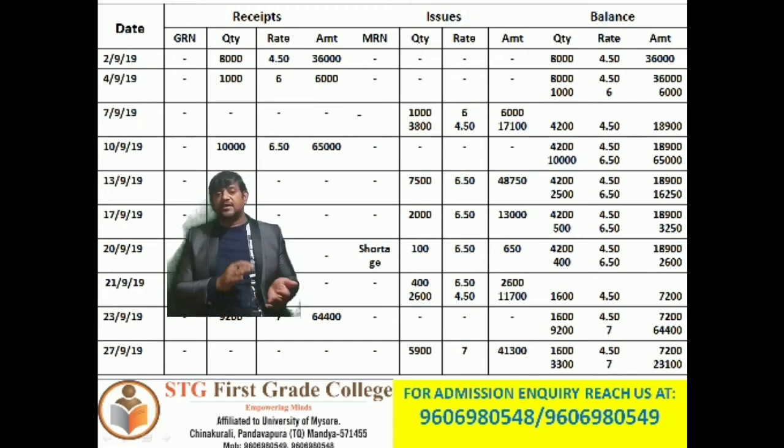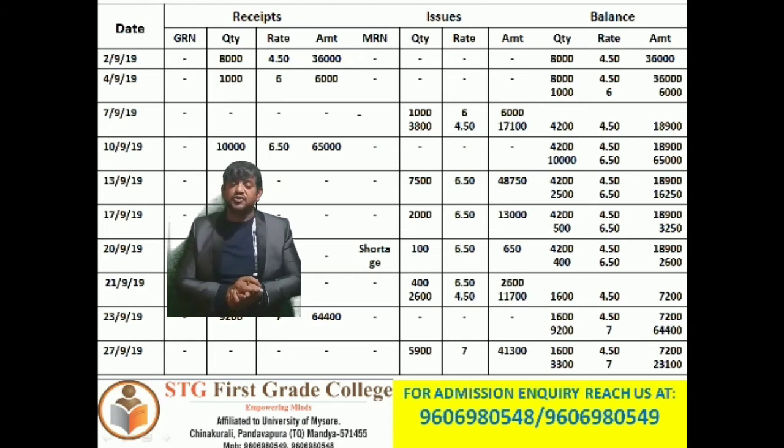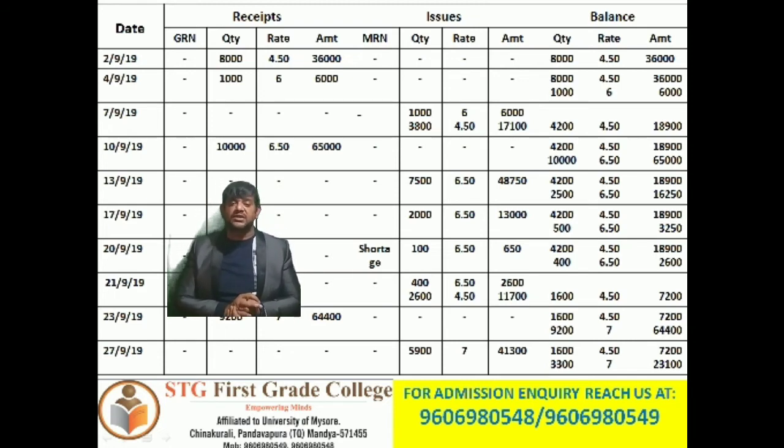So go back to the receipts column, that is on 23rd September 2019. There is a purchase of 9,200 units at rupees 7 per unit. So GRN dash, quantity purchased: 9,200 units at rupees 7 per unit. So the amount comes to 64,400 rupees. Issues: MRN dash, quantity dash, rate dash, amount also dash.